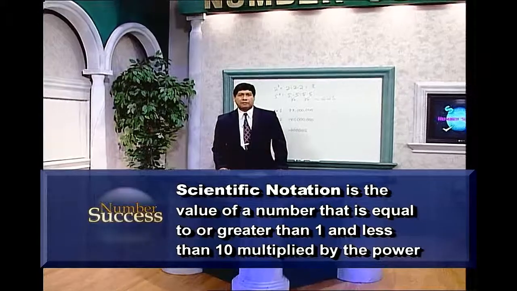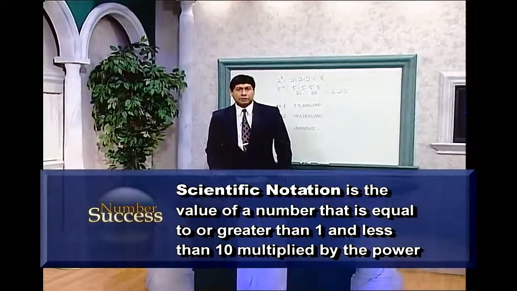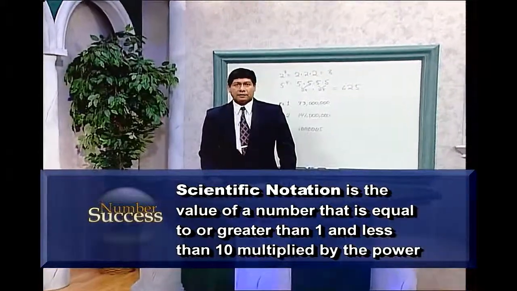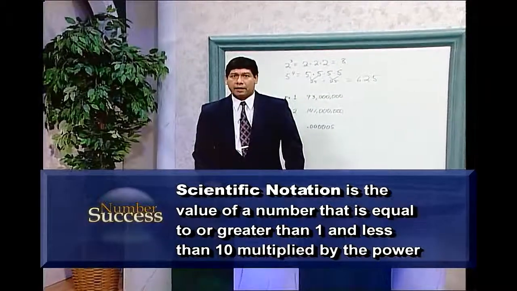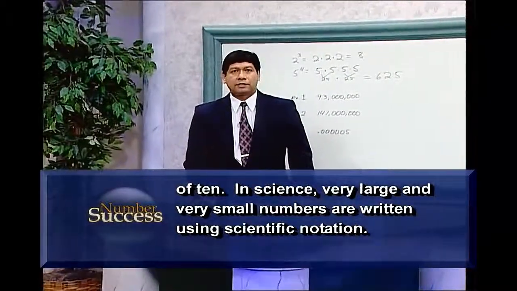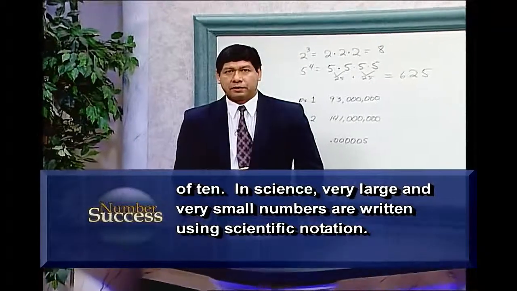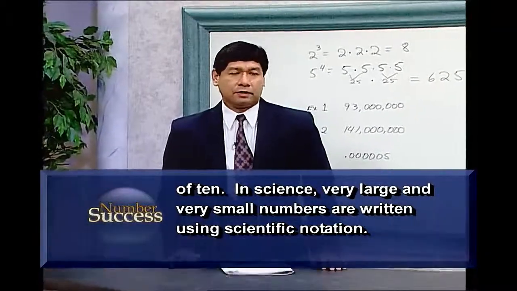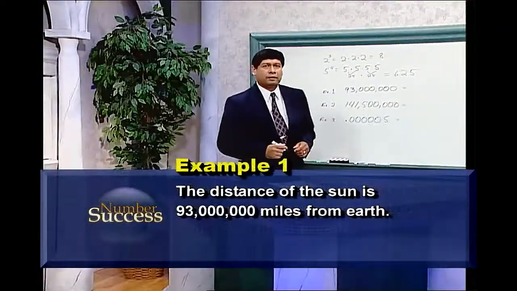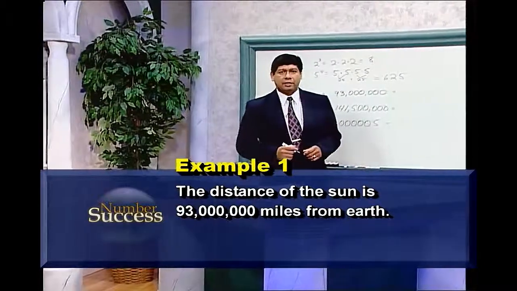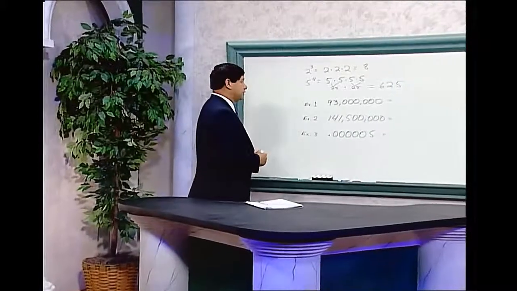Scientific notation is the value of a number that is equal to or greater than 1 and less than 10, multiplied by the power of 10. In science, very large and very small numbers are written using scientific notation. Example 1. The distance of the sun is 93 million miles from the Earth. We can write this number in scientific notation.